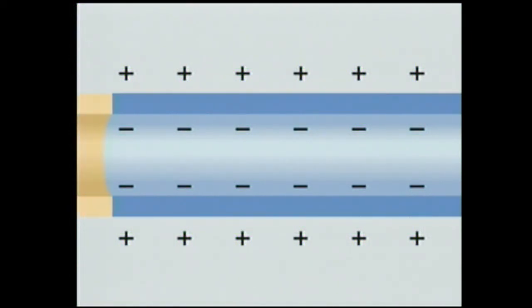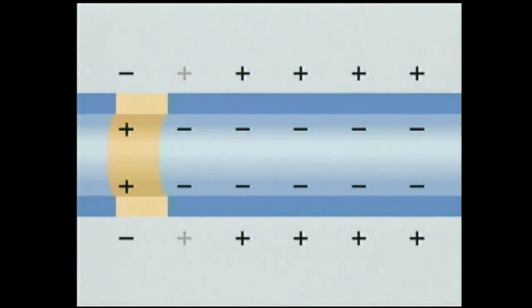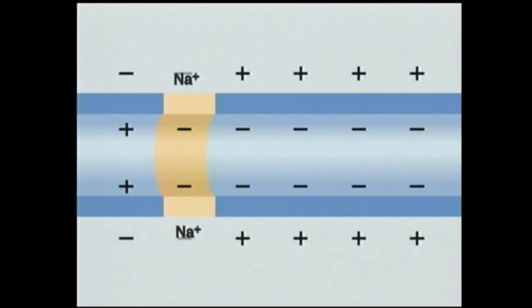When the nerve is stimulated, local channels in the membrane open, and sodium ions flow into the cell. The flow of these positively charged ions reverses the electrical charge across the membrane. The reversal of charge in this region of the membrane causes channels in the neighboring region to open. Sodium ions flow in, and the charge is now reversed in this region.